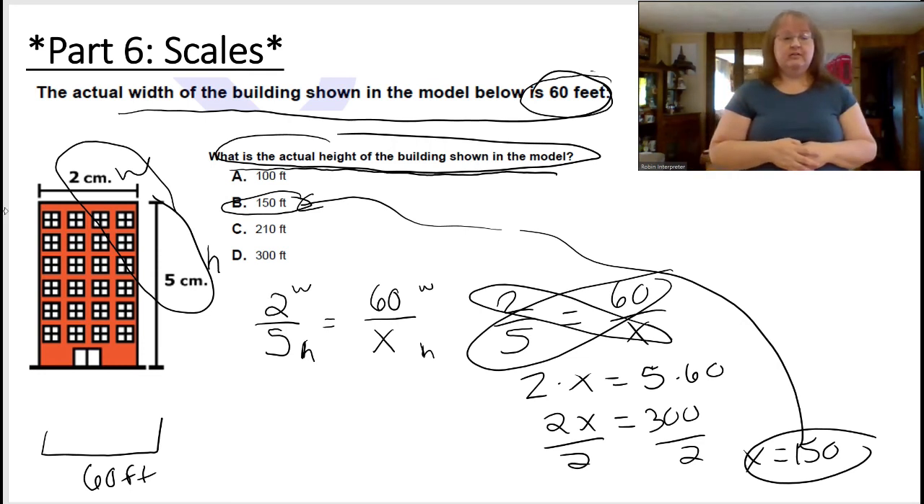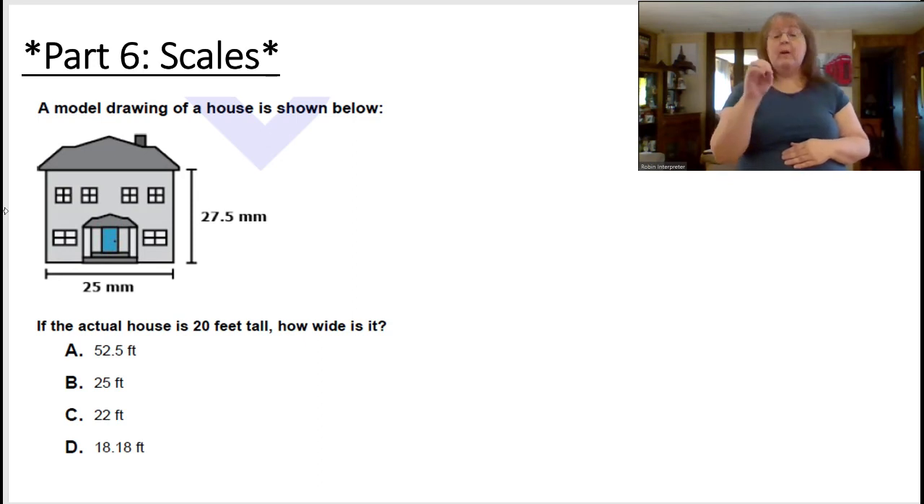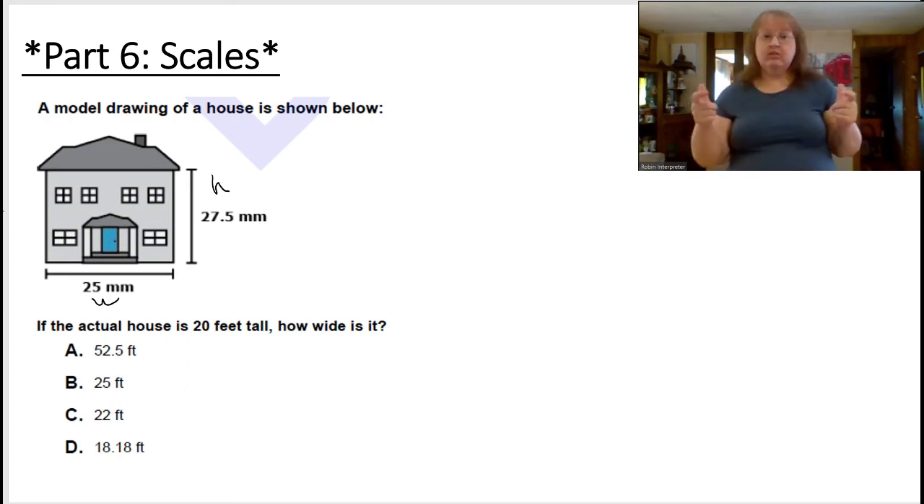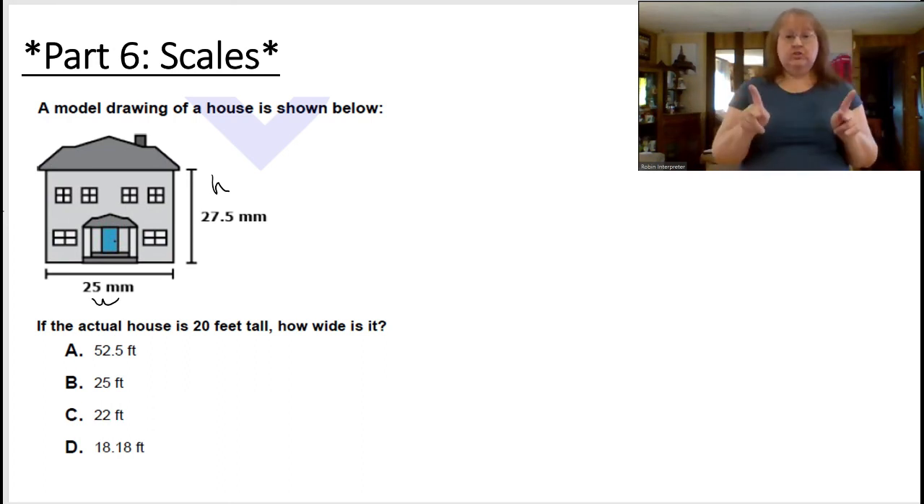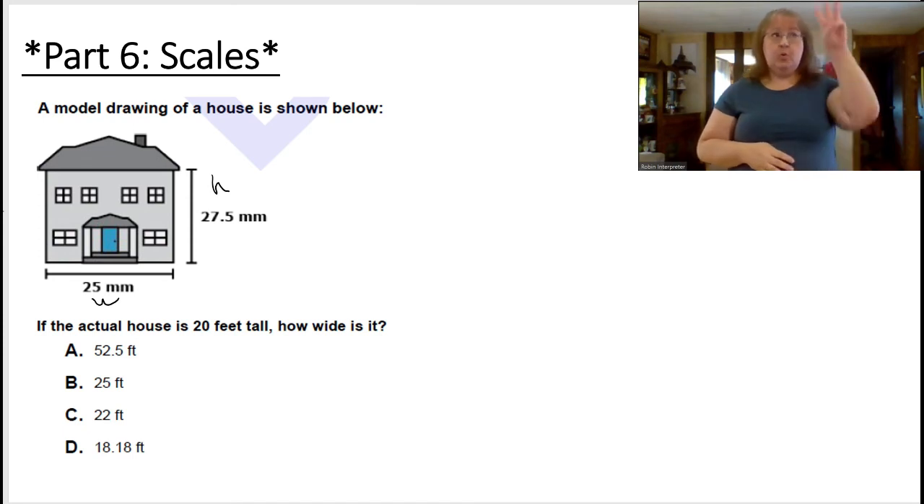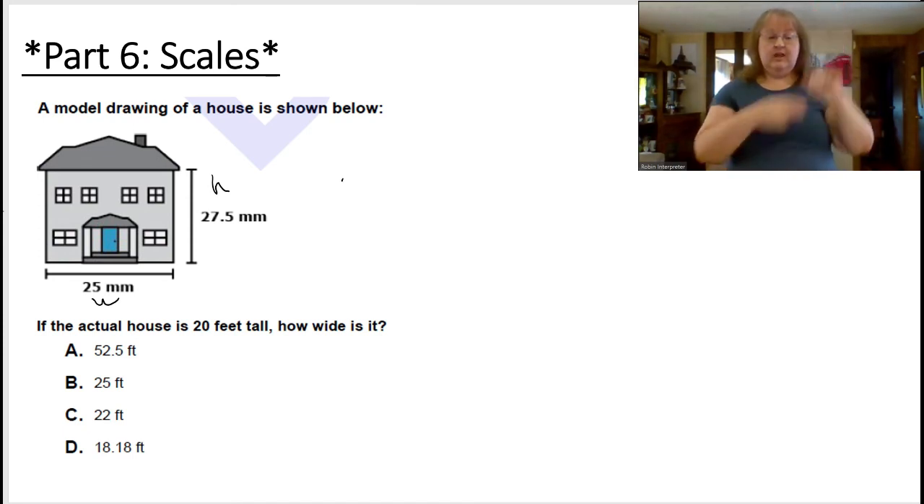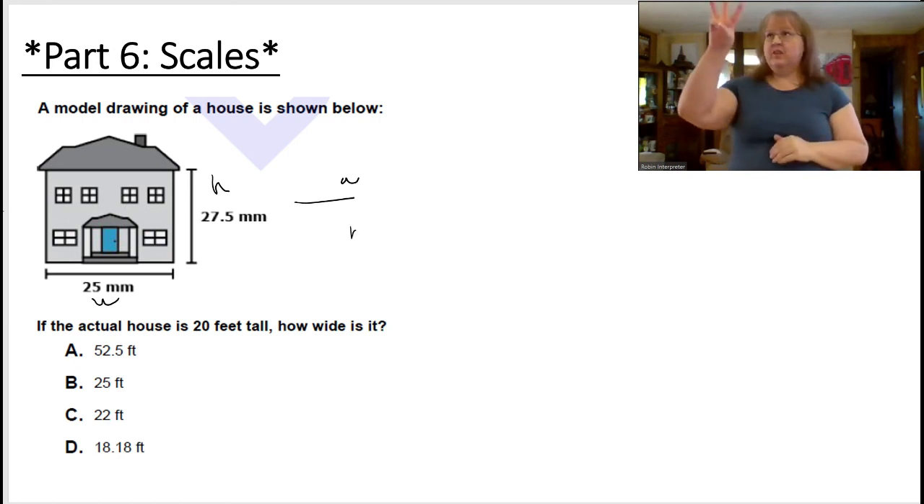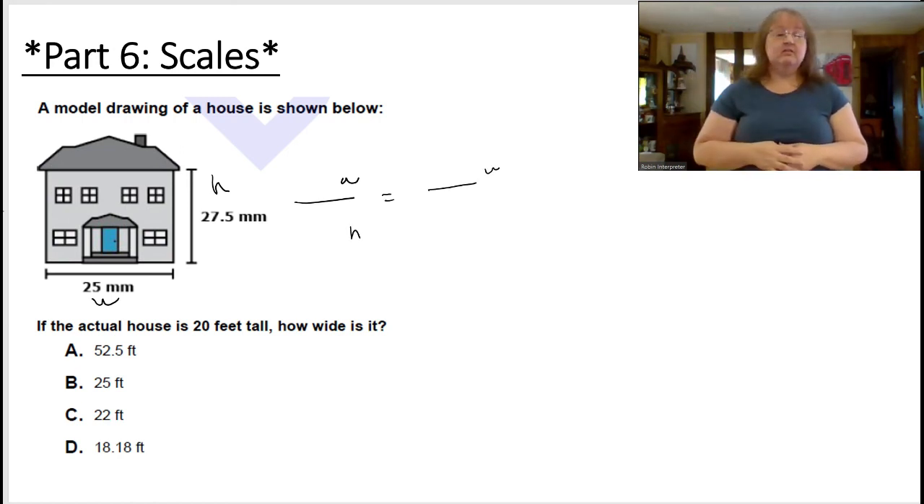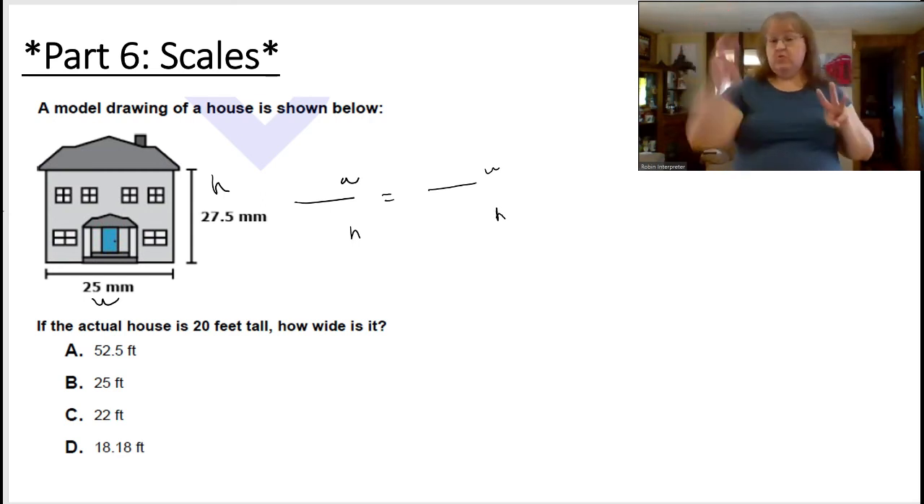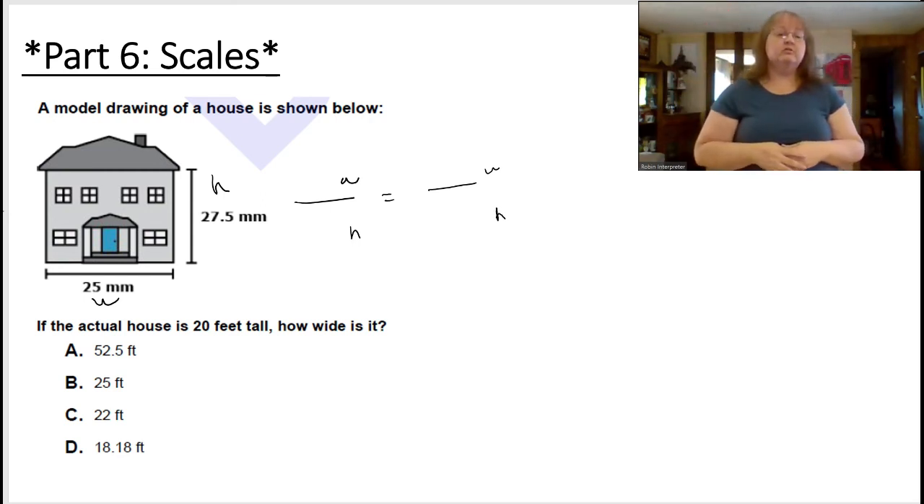Let's try another one. A model drawing of a house is shown below. Automatically I know this is the width and this is the height. If the actual house is 20 feet tall, how wide is it? Let me set a proportion up. I'm going to put width on top and height on bottom, equals width on top and height on bottom. If you wanted, you can reverse that and put height on top, width on bottom. You'll get the same answer in the end.